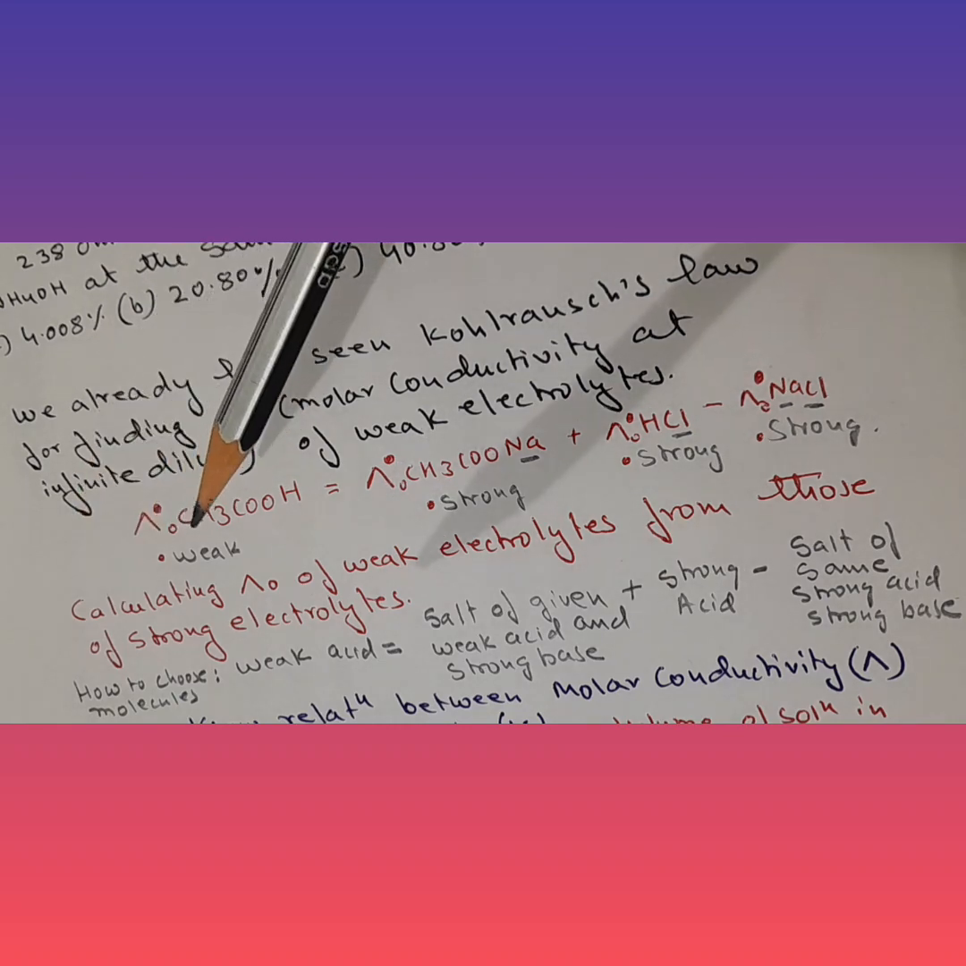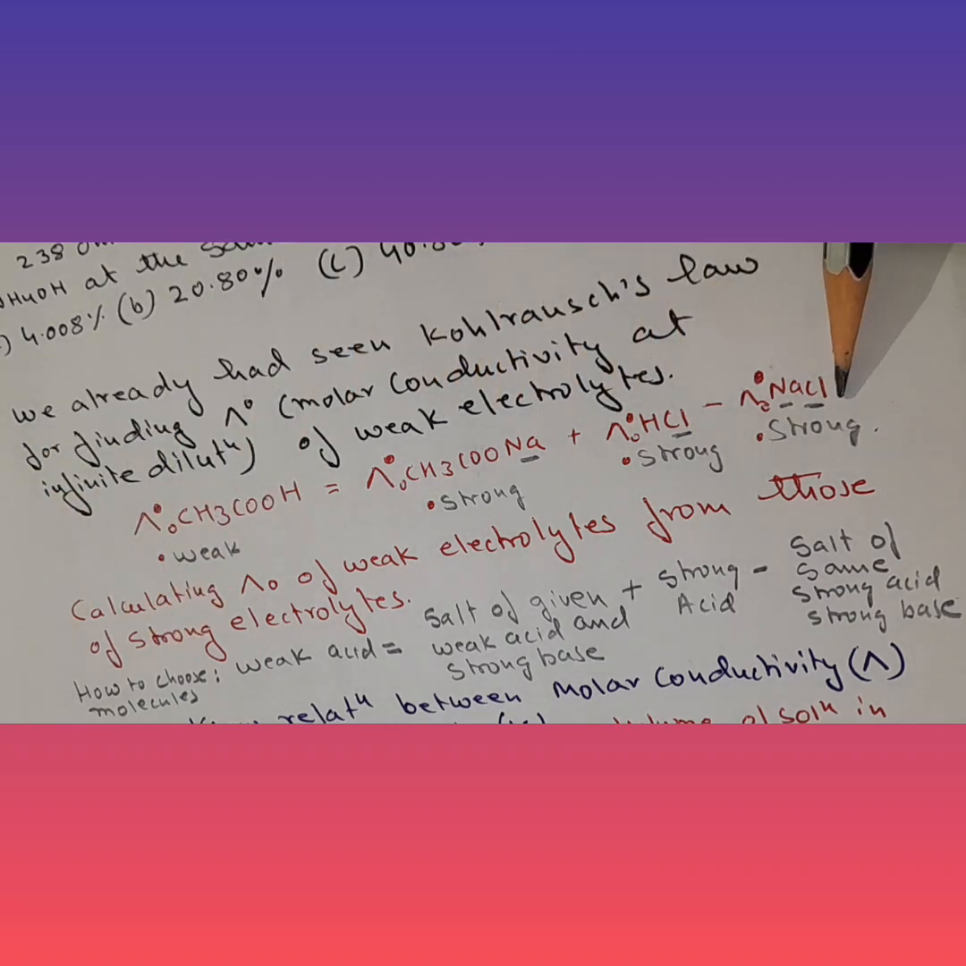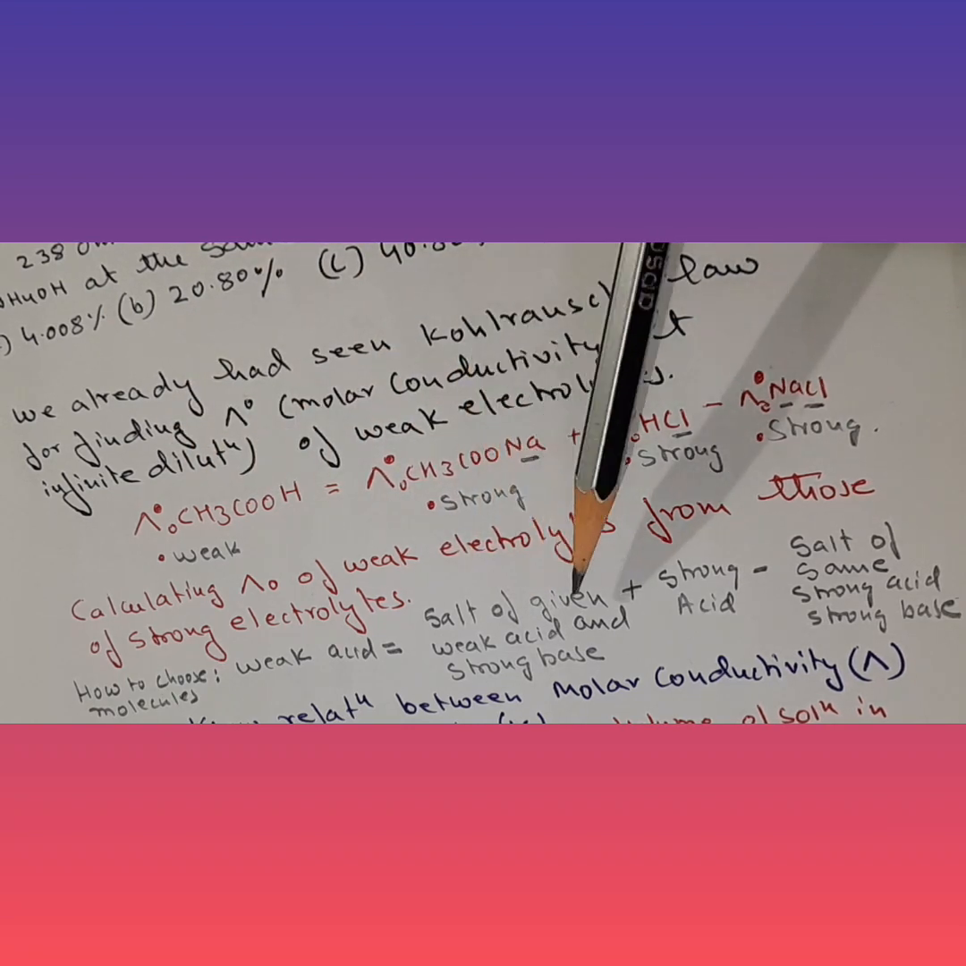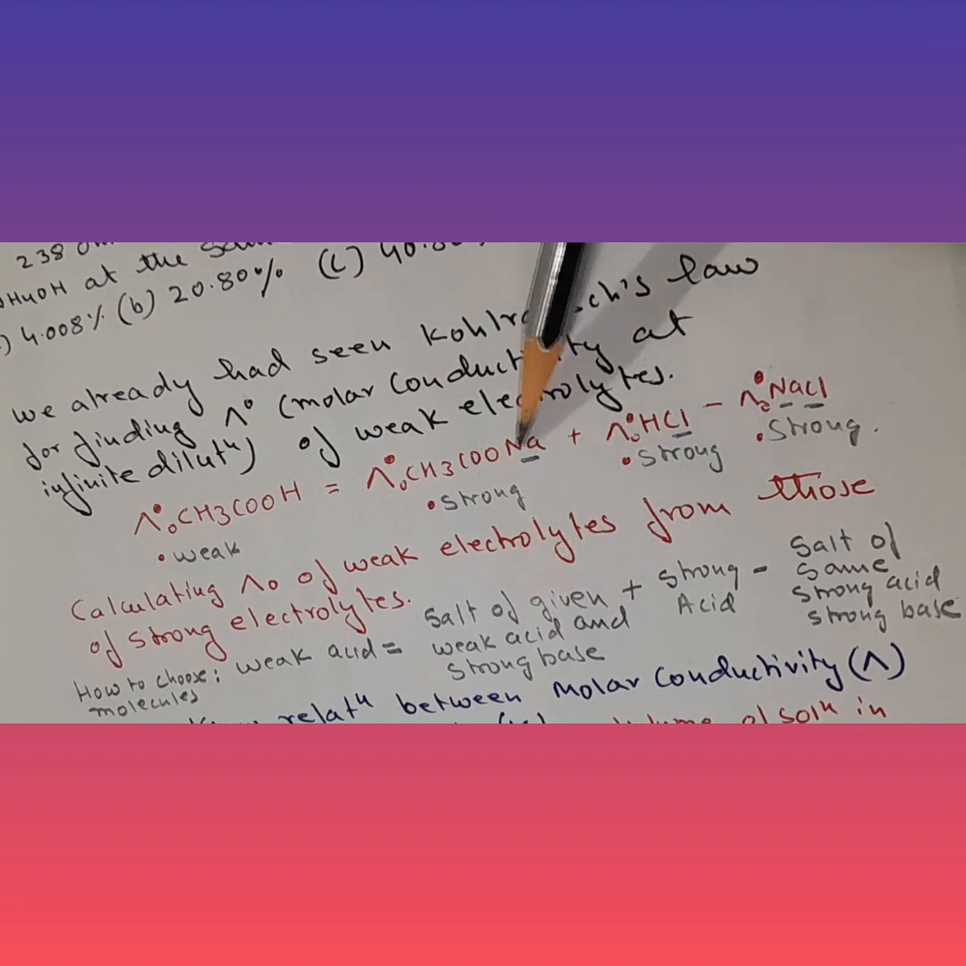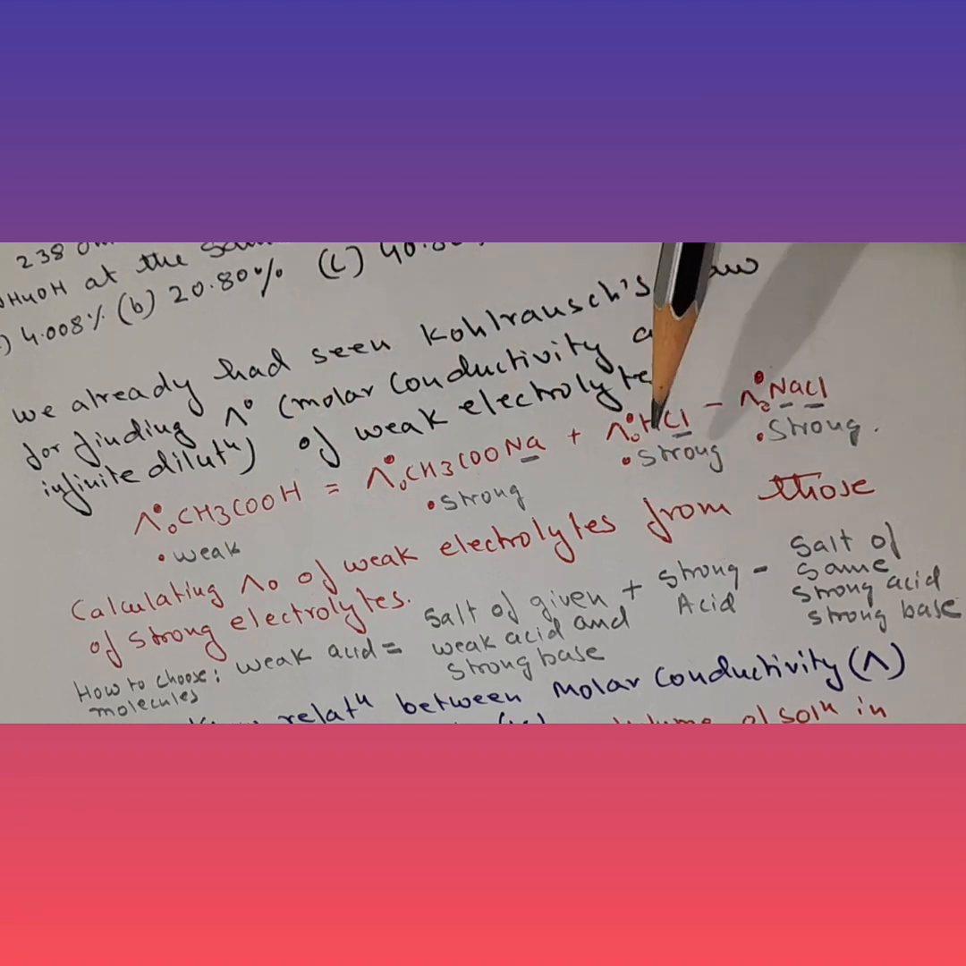Then how did we choose? What was the choice? The choice was the salt of the given weak acid, that is acetic acid, and a strong base, say sodium hydroxide. Sodium hydroxide and acetic acid give you the salt of a weak acid and strong base. So that we chose. Then the H part was a strong acid, so we used hydrochloric acid here. We could also have used sulfuric acid here, and we subtracted it with a salt.